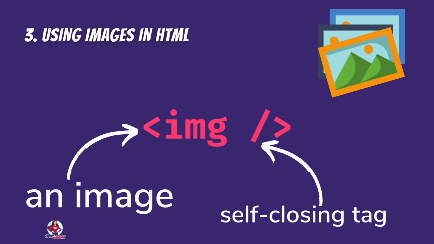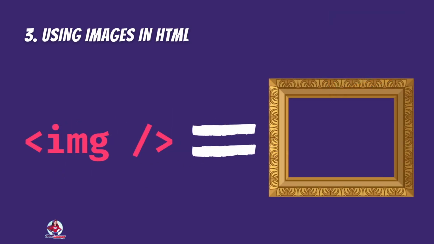To create an image tag, we'll use the img tag name, a simple and easy to remember shortcut for an image. To make it a self-closing tag, we'll add a slash at the end. And that's it. Although we've created an image element, it doesn't show any images yet. It's like a frame on a wall. It's just an empty placeholder until you put a picture inside.